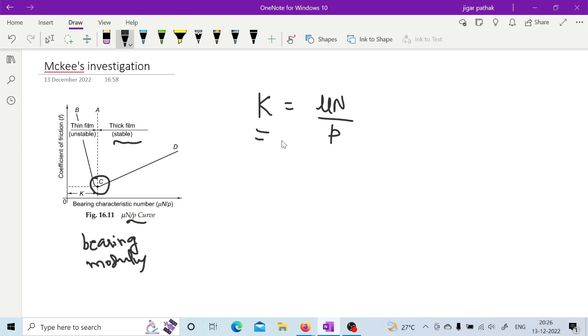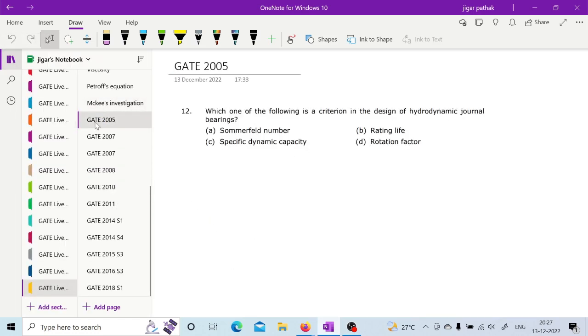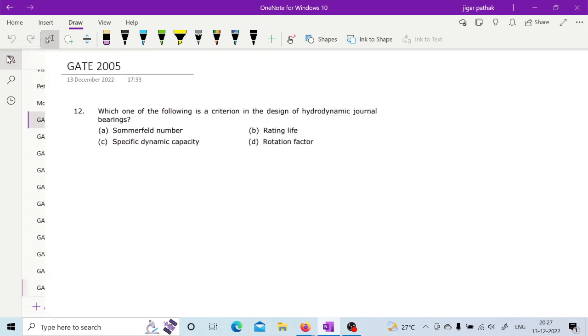But in the BC region there is a thin film, so there may be some metal to metal contact, but in the CD region it can be avoided. So this is how you can have this sliding contact bearing, and the importance of thick film and thin film lubrication, and the difference between hydrodynamic bearing and hydrostatic bearing. Once you have an idea about this, then we can see some of the questions from GATE.